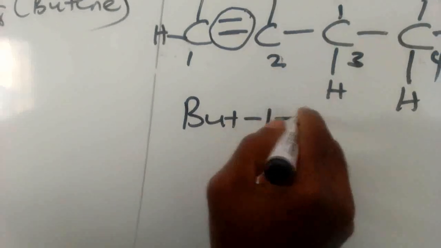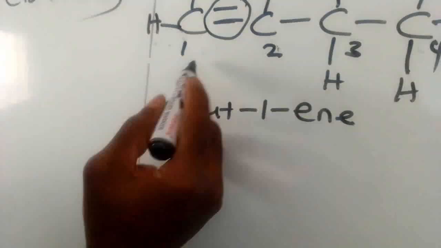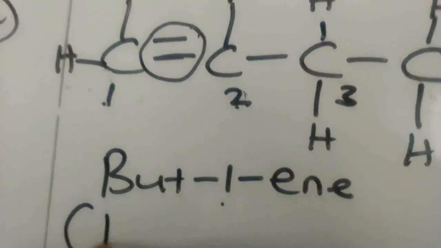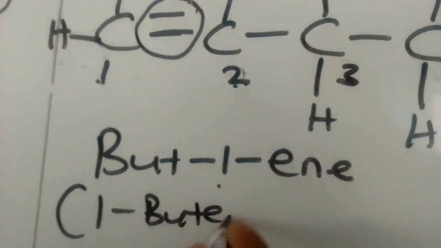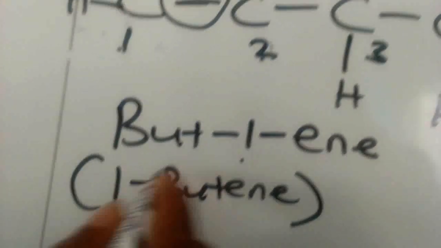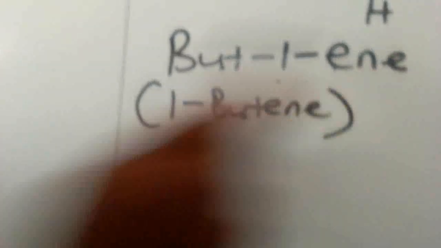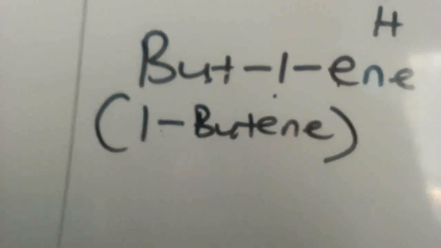but-1-ene. How do I get this one? Of these 2 numbers, I have to choose the smaller one. 1, but-1-ene. Otherwise it's called 1-butene. But-1-ene or 1-butene. Observe the hyphen. So any other name is okay.